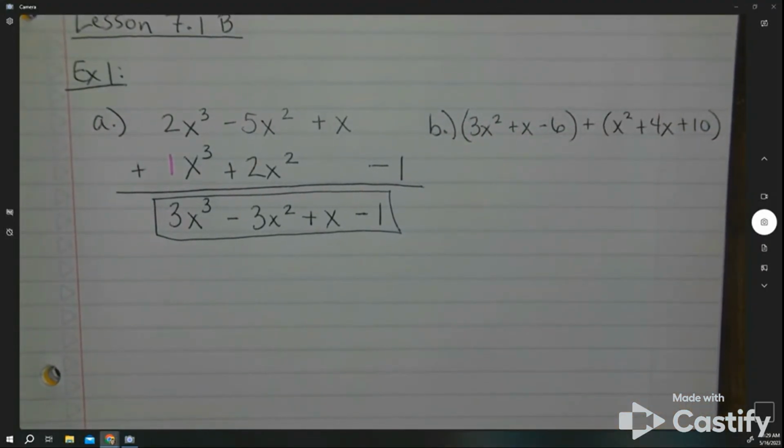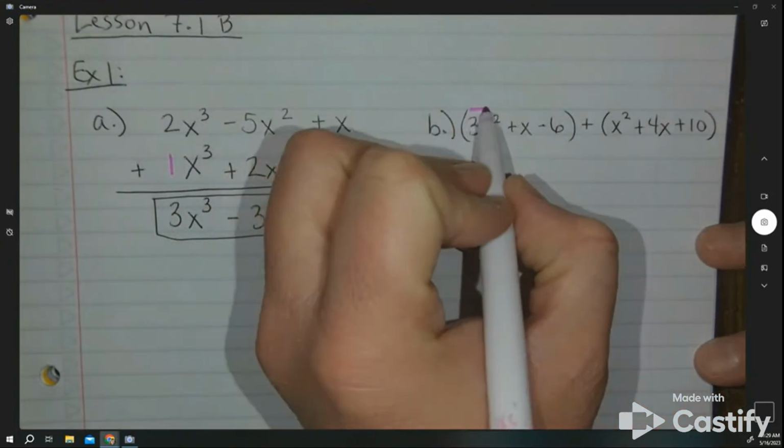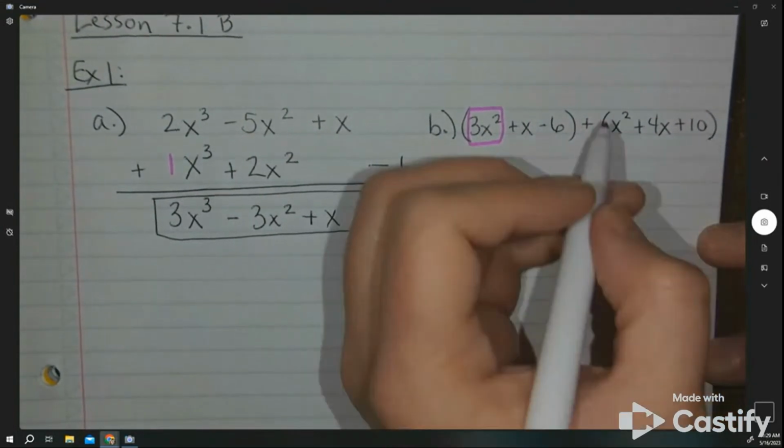So what I want to do here is identify, like here where we stacked the like terms, the things that we would consider like terms. So I have a 3x squared. Do I have any other x squareds? Oh, I do right here, x squared.